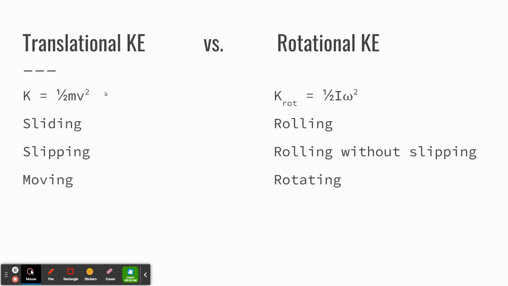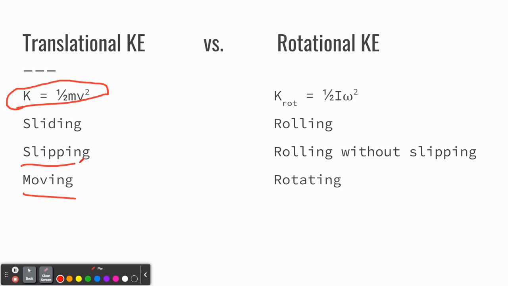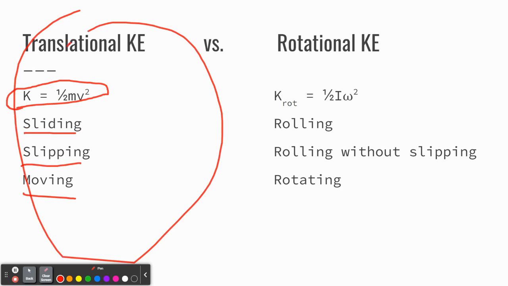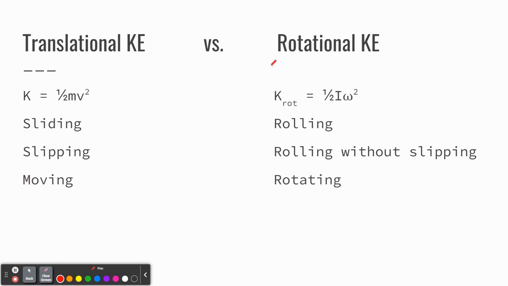So translational kinetic energy over here is just 1/2 mv squared. And anytime you have something moving or slipping or sliding, you're going to have translational kinetic energy. And so far, that's the only thing that we've talked about. But now we're going to also add on to that rotational kinetic energy. And so this is the equation for rotational kinetic energy. And it's going to be any time that something is rolling, rotating without slipping, or just rotating in general. So anytime you have something going in a circle, then you're going to have rotational kinetic energy.